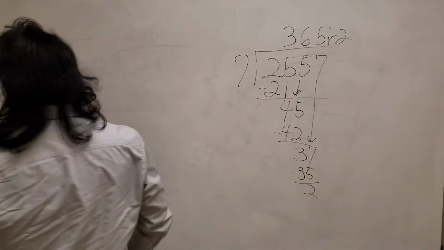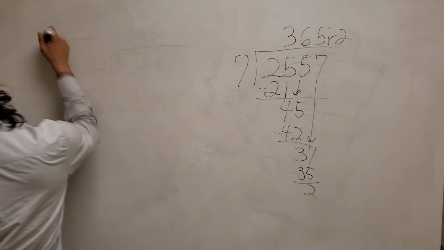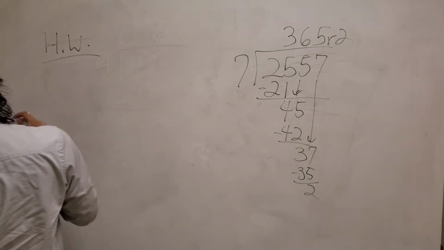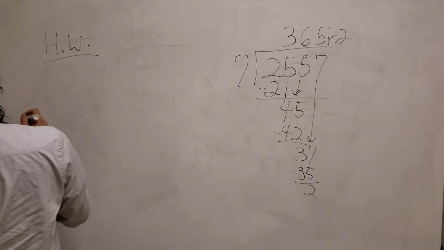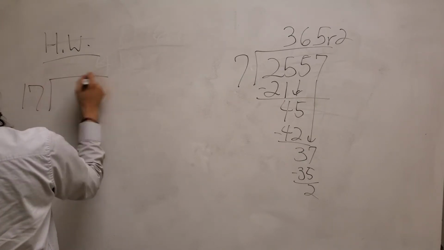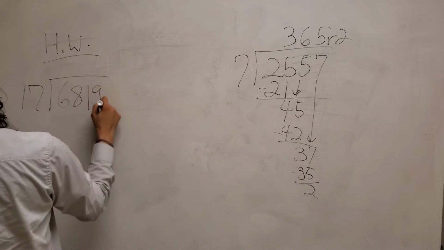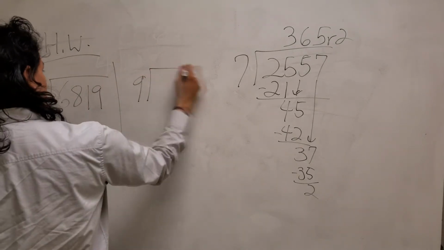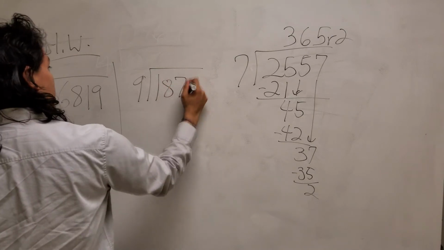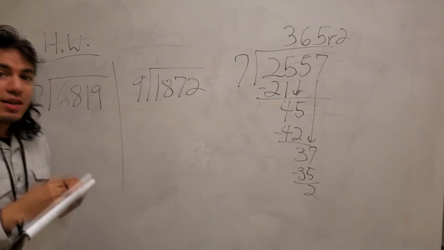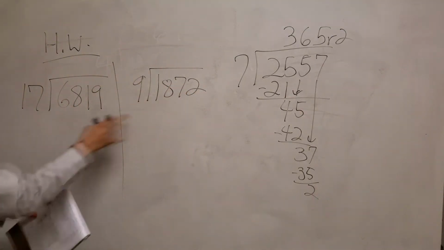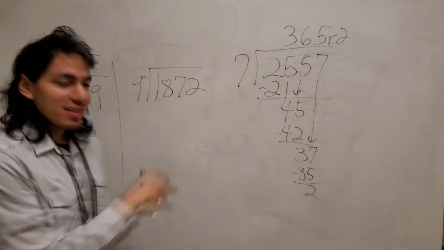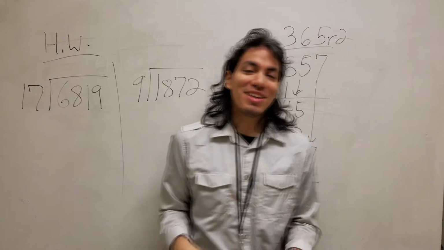So, optional homework for you guys. Let me know in the comments down below what is, I believe, 17 into 6,819, and what is 9 divided into 1,872? Okay? Let me know in the comments below what those results are, and you get a nice pat on the back that you did it.